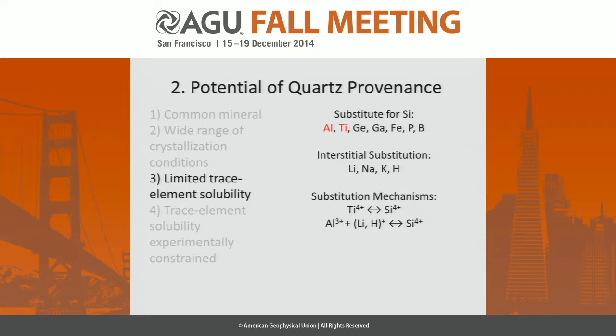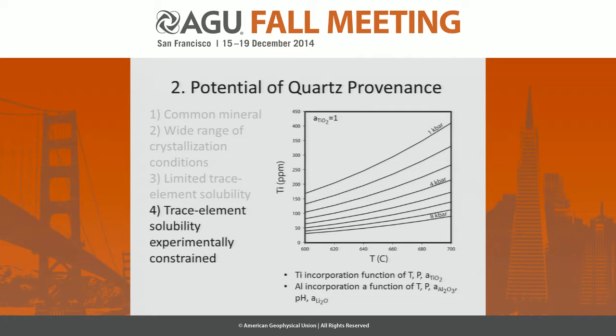Thirdly, there's a limited trace element solubility in quartz, which has been experimentally constrained in some cases. So again, we're going to focus on aluminum and titanium in this study. And they both substitute onto the tetrahedral silicon site in the quartz. There are also important interstitial substitutions for lithium and hydrogen. And when we think about the substitution mechanisms for titanium and aluminum, titanium substitutes one-to-one for silicon on the tetrahedral site, whereas aluminum, because of a charge deficit, substitutes with monovalent lithium or hydrogen, which has been demonstrated by Nick Tailby and others in a wide range of geologic systems.